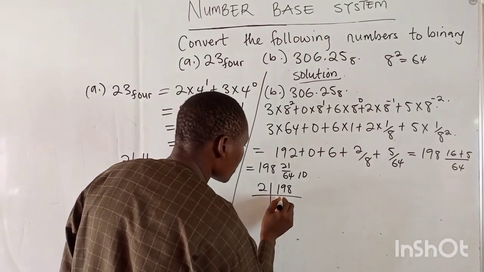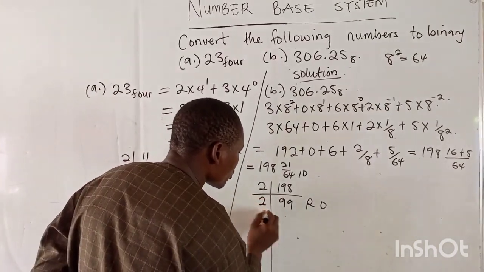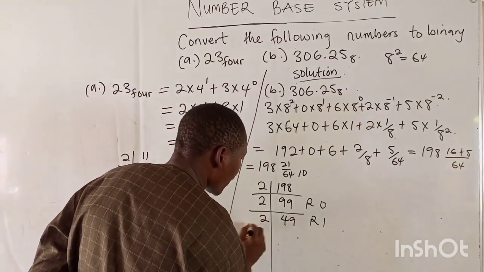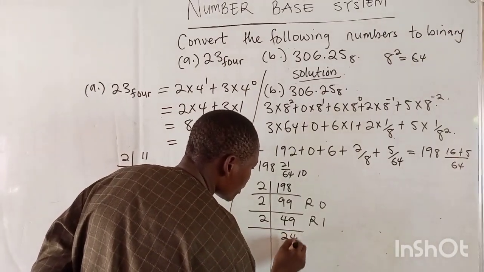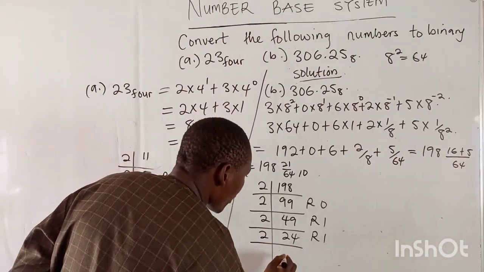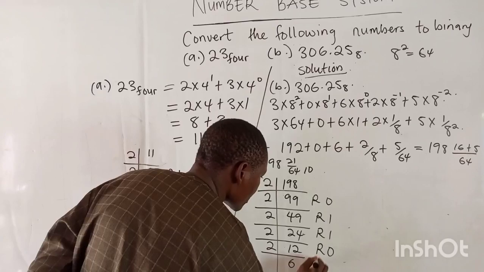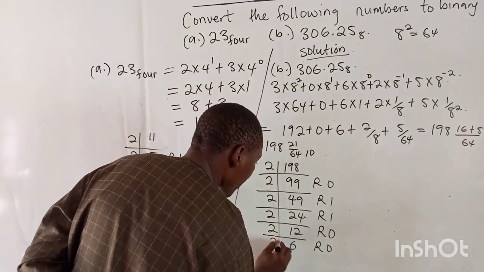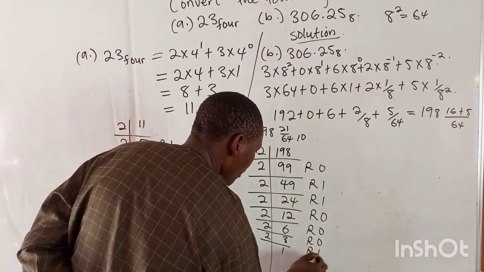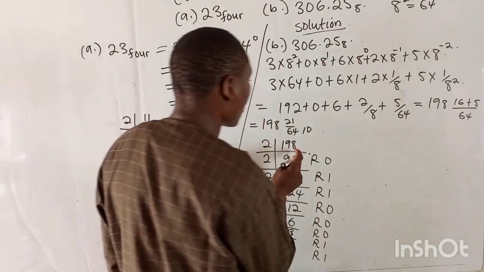198 divided by 2 is 99 remainder 0, and 99 divided by 2, we have 49 remainder 1, and 49 divided by 2, we have 24 remainder 1, and 24 divided by 2, we have 12 remainder 0, and 12 divided by 2, we have 6 remainder 0, and 6 divided by 2, we have 3 remainder 0, and 3 divided by 2, we have 1 remainder 1, and 1 divided by 2, we have 0 remainder 1. Now this is the binary number of 198.